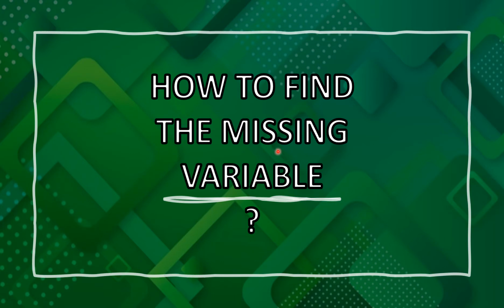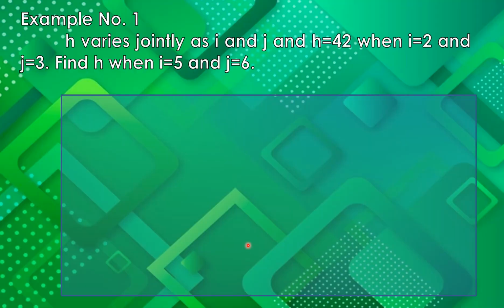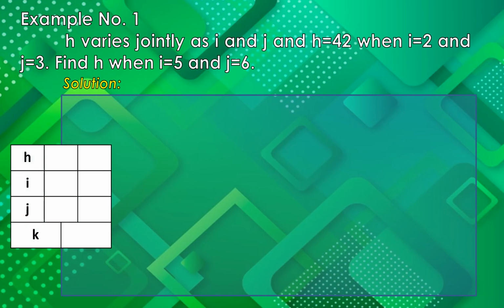Next, how to find the missing variable. Example number 1. H varies jointly as I and J, and H equals 42 when I equals 2 and J equals 3. Find H when I equals 5 and J equals 6. For our solution, first write the given values for our example. When H equals 42 and I is 2 and J is 3. Lagay natin dito 42, ang I is 2 and J is 3.